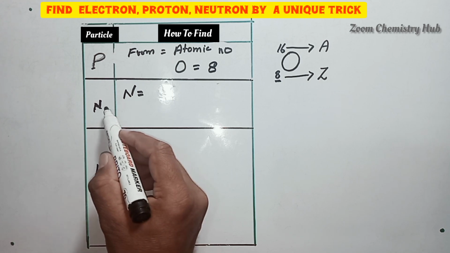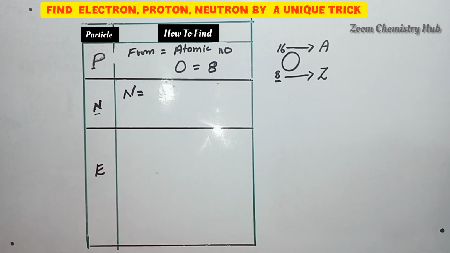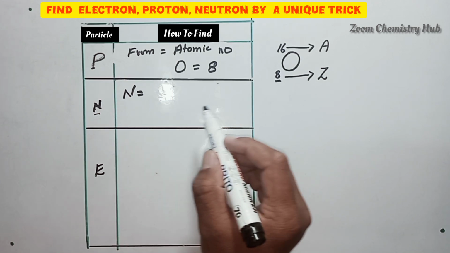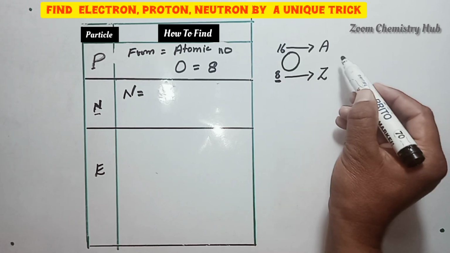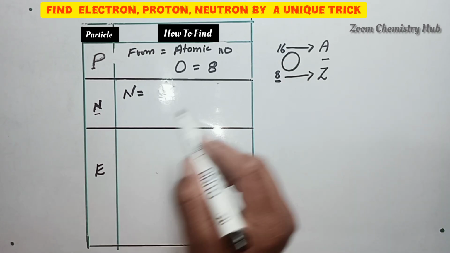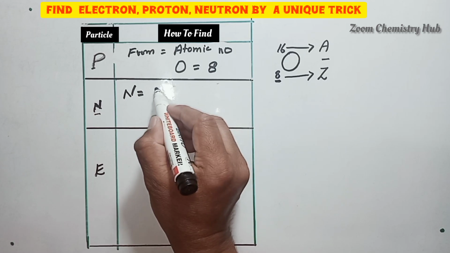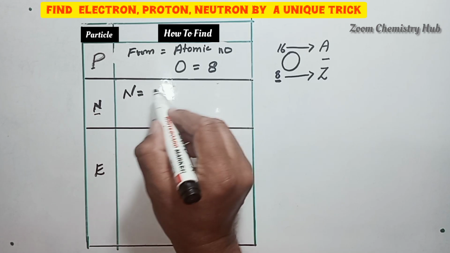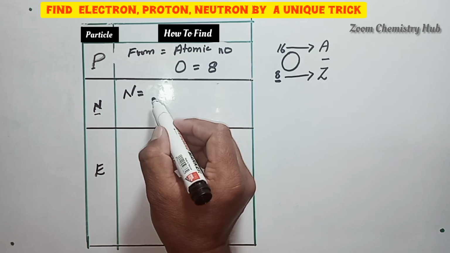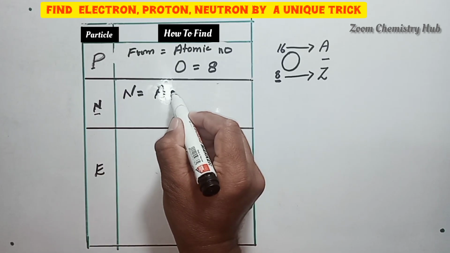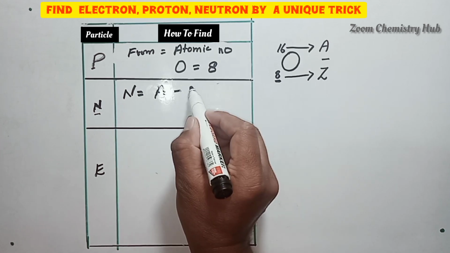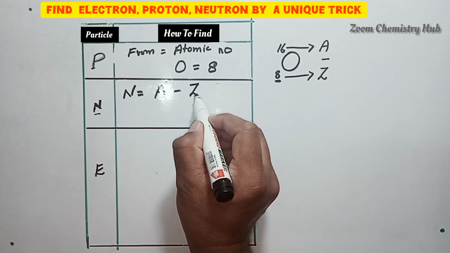Next we will find the number of neutron. We can find the number of neutron by subtracting atomic number from the mass number. So we write the formula for finding the number of neutron, that is mass number, which is represented by capital A, minus atomic number, which is represented by capital Z.